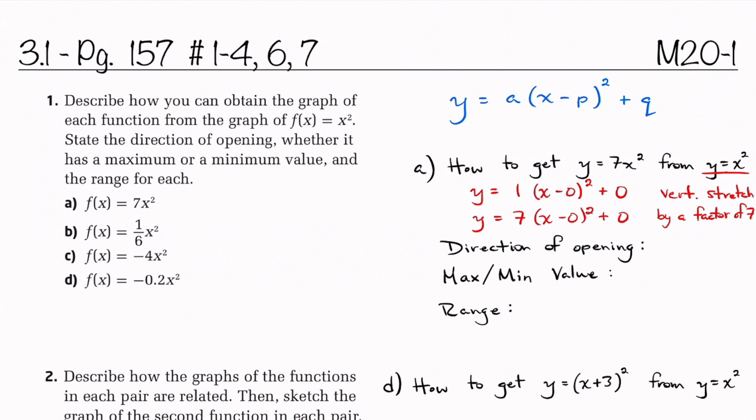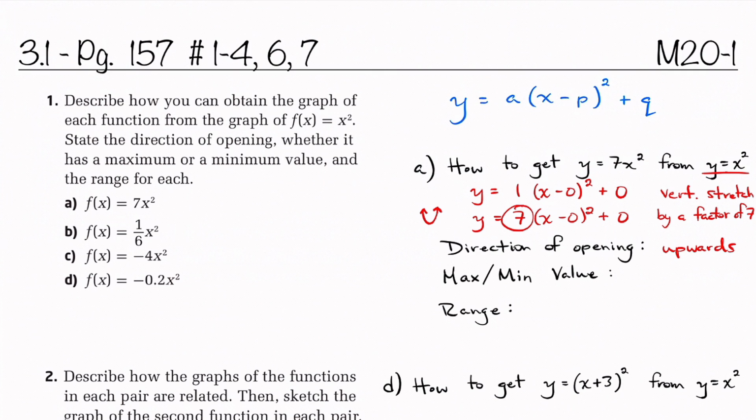Next, it wanted the direction of opening, and since A here is positive, that tells me that the graph is then going to point upwards. So the direction of opening is upwards. If it was negative, it would have pointed downwards.